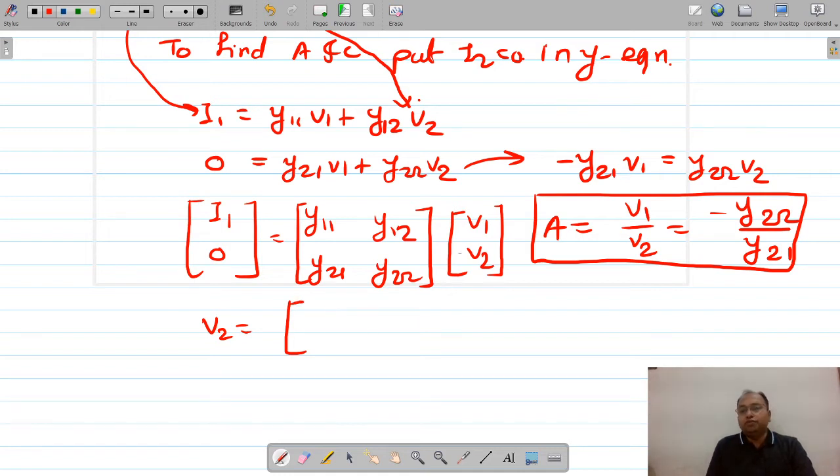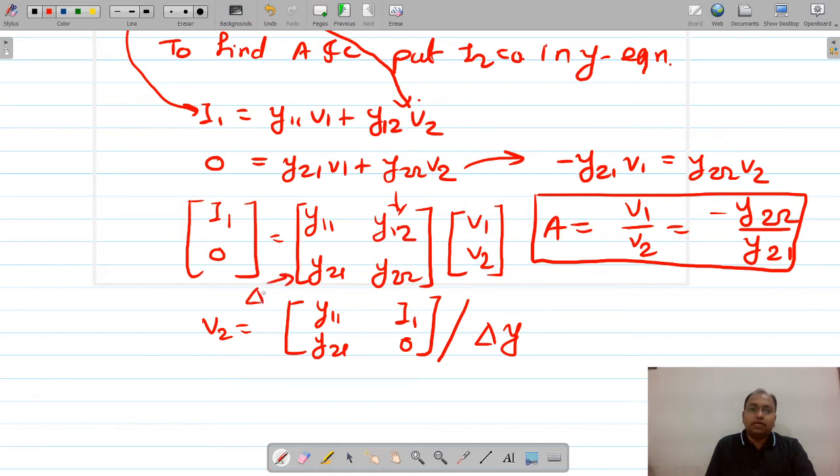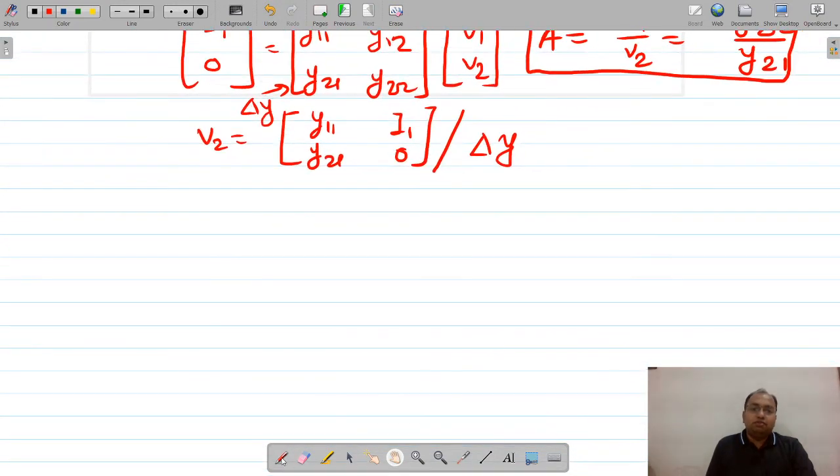So as we are finding out V2, we need to replace this column, no? Okay, so y11 and y21 will remain as it is, it will not change, and we'll replace the second column by the constant column, and this is nothing but my delta y. Once I find the determinant of it, it is going to become delta y. Simplify this, the multiplication will result to 0, right? So minus of I1 into y21 divided by delta y. Okay, so this is V2.